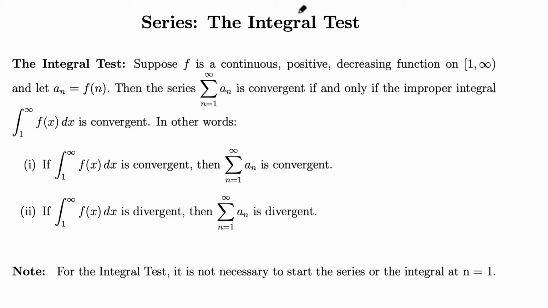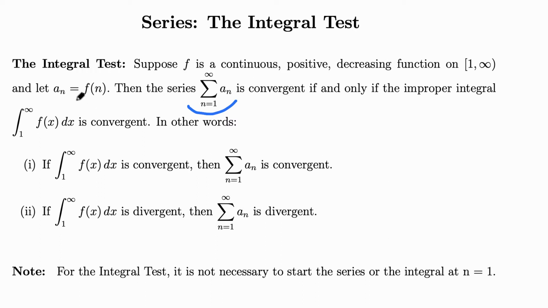Series, the integral test. Suppose a given function f is continuous, positive, and decreasing on 1 through infinity. Then this series is convergent if and only if the corresponding improper integral, from 1 through infinity, is convergent. It can be any positive number through infinity, in fact.